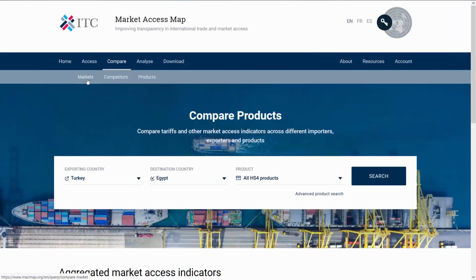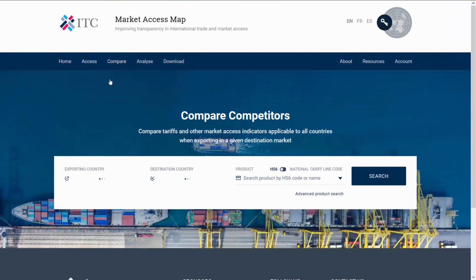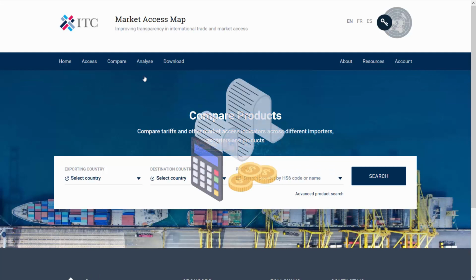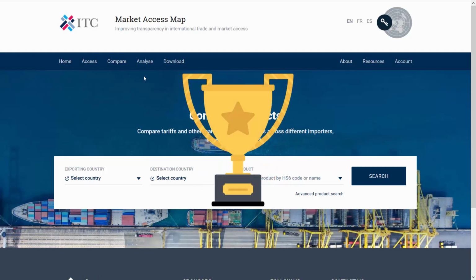The Compare module of Market Access Map, compare markets, compare competitors, and compare products empowers you to make sense of market access and trade-related information and conduct powerful assessments for the optimal exporting decisions.